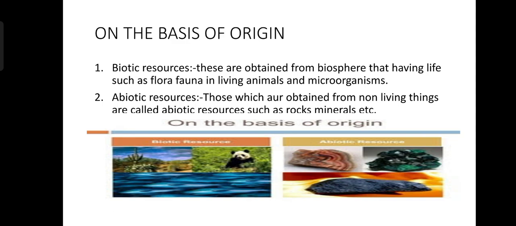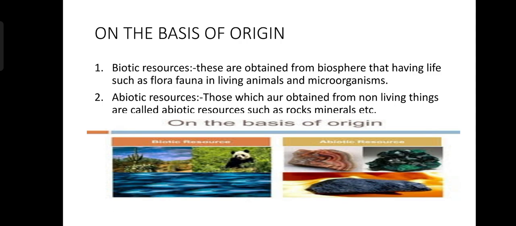On the basis of origin, there are two types of resources. Students will learn in this that on the basis of origin there are two types of resources. First is biotic resources and second is abiotic resources. So, biotic resources are those which are obtained from the biosphere that has life, such as flora, fauna, microorganisms, etc. On the other hand, abiotic resources are those resources which are obtained from non-living things such as rocks, minerals.